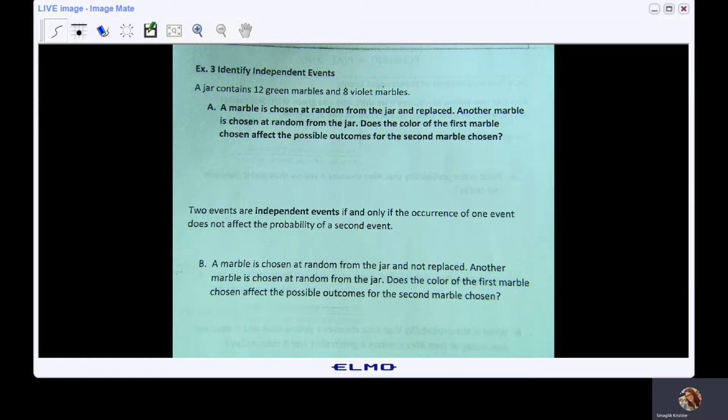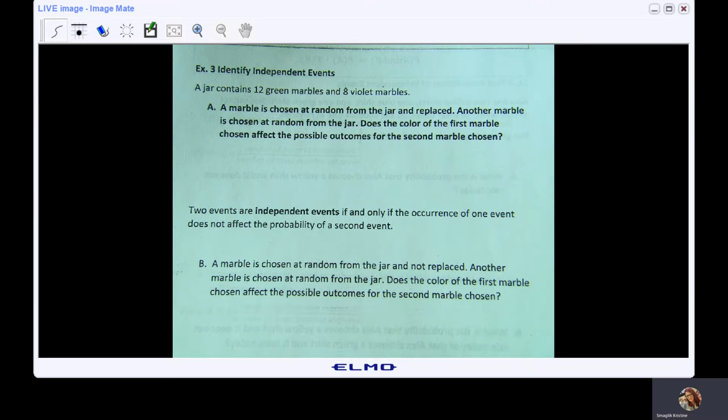Example 3, identify independent events. A jar contains 12 green marbles and 8 violet marbles. So our problem A, a marble is chosen at random from the jar and replaced. Another marble is chosen at random from the jar. Does the color of the first marble chosen affect the possible outcomes for the second marble chosen?